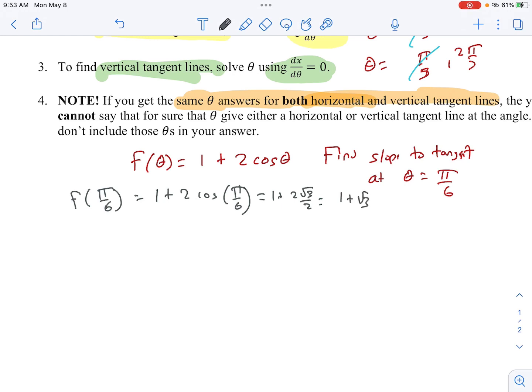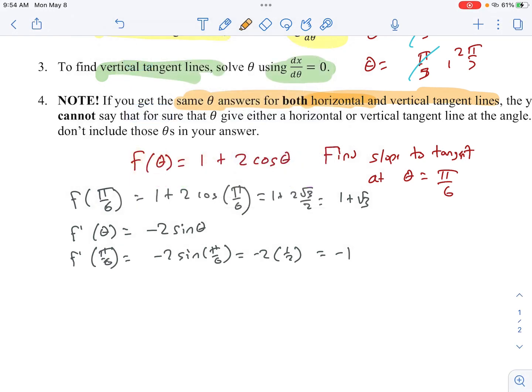And then we can go ahead and do the derivative. The derivative with respect to theta, first of all, would be negative 2 sine theta. So then we can find the derivative at pi over 6: negative 2 sine pi over 6, which is negative 2 times 1/2, which is negative 1. So we're just getting some prep work out of the way, stuff we're going to plug into that formula you need to memorize.